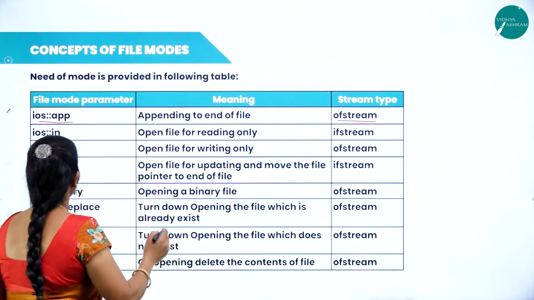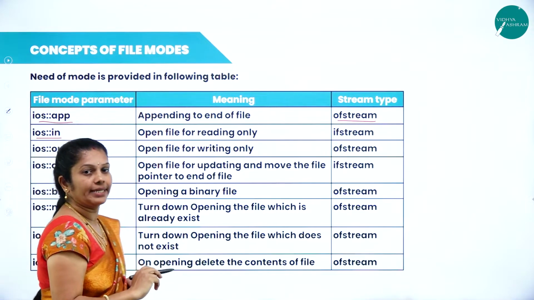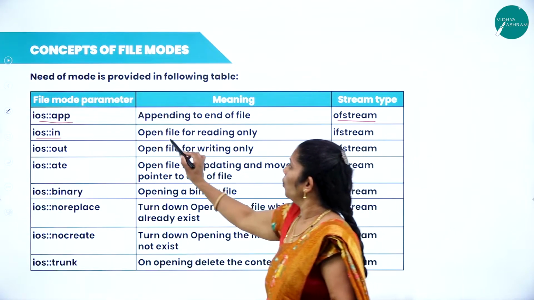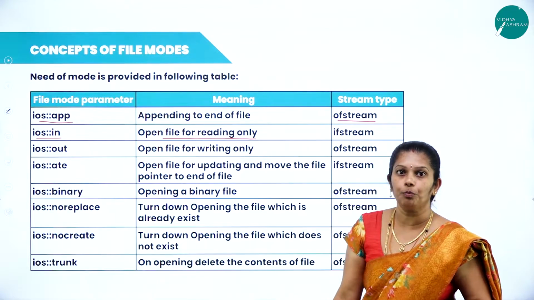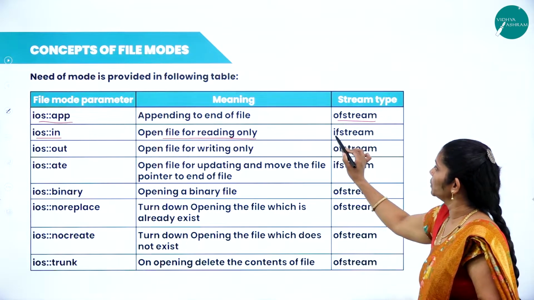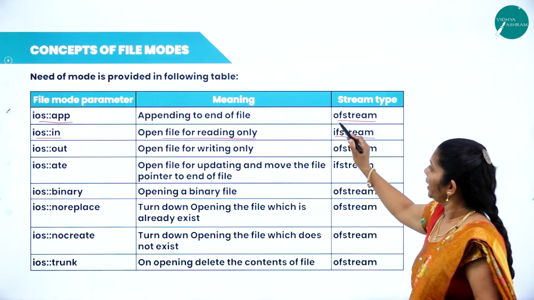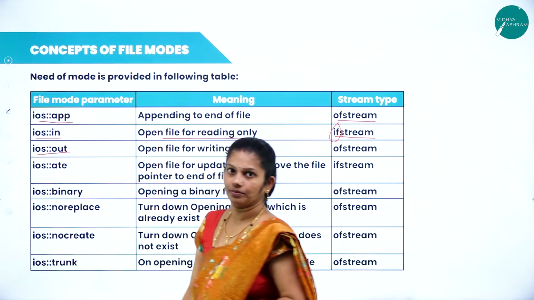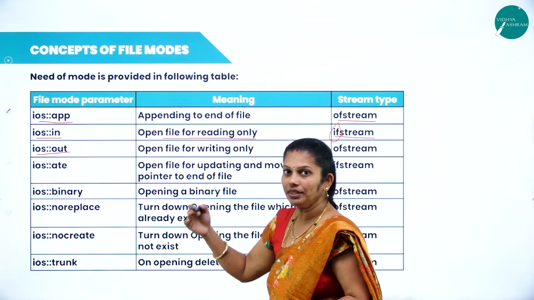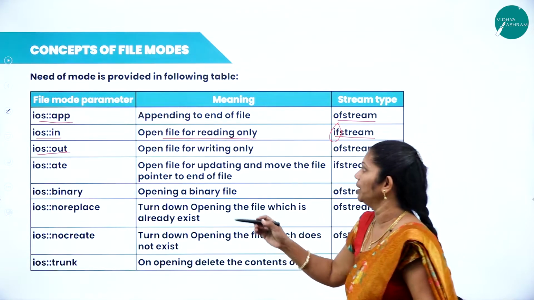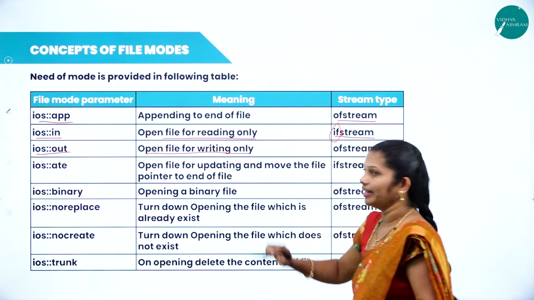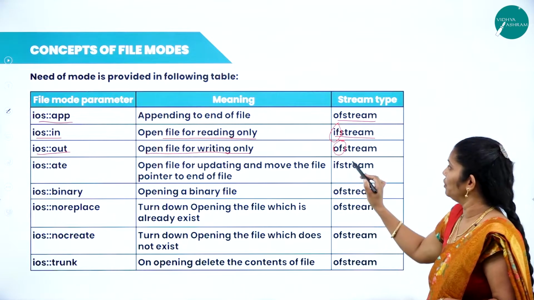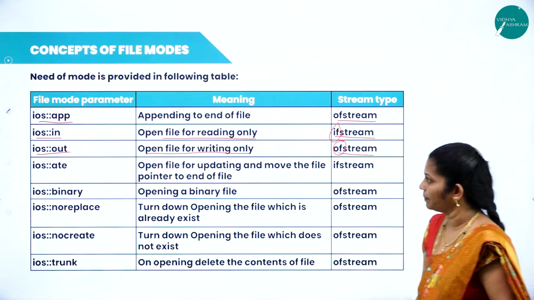Next, ios scope resolution operator in. Here, we are opening the file for input purpose, opening a file for reading purpose. Input means reading purpose. Here we are using the ifstream type. If means input here. And the next one, ios::out. There we can open the file for output purpose, that is for writing purpose. Opening a file for writing purpose only. Here, writing means we are using ofstream, especially for output operation. This is a stream type.